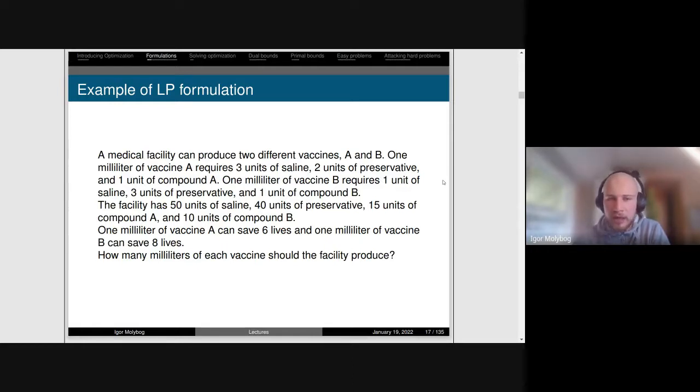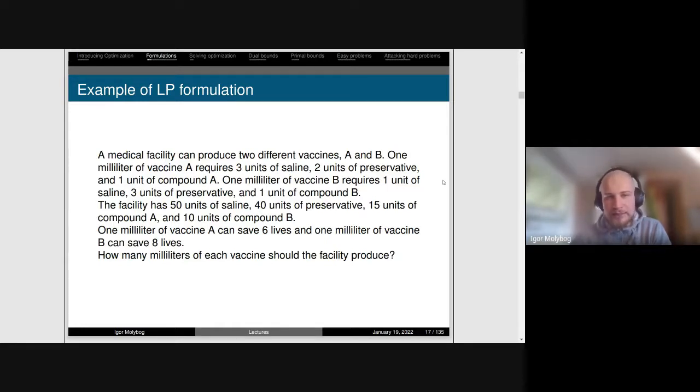So most probably our variables are going to have something to do with the things that we are constructing, and since there are 2 things that we are constructing, you're probably going to have at least 2 variables. So even without completely reading the problem, you can already start constructing it. 1 milliliter of vaccine A can save 6 lives, and 1 milliliter of vaccine B can save 8 lives. The question is, how many milliliters of each vaccine should the facility produce?